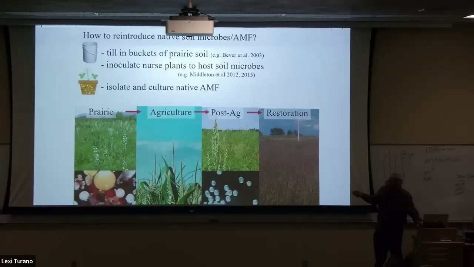But in both of these cases, if we're inoculating prairie soils, then we're raiding the undisturbed sites. And so the more sustainable approach is to isolate and culture the native mycorrhizal fungi. Then we can try different approaches to reintroducing them. So we've done, I don't know, 20 different inoculation studies. I'm going to show results from two different studies.